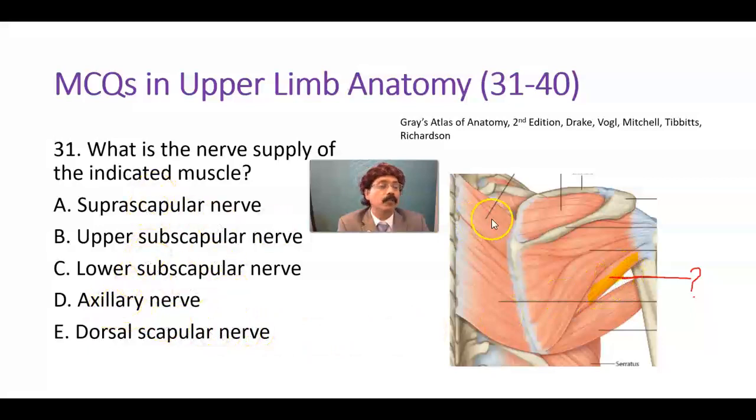The suprascapular nerve supplies supraspinatus and infraspinatus. Upper and lower subscapular nerves supply the subscapularis. The lower subscapular nerve supplies the teres major. The axillary nerve supplies the teres minor. And the dorsal scapular nerve supplies the rhomboid major, rhomboid minor, and partly the levator scapulae. So the teres minor nerve supply should be the axillary nerve. D is the answer. Okay, you got that?